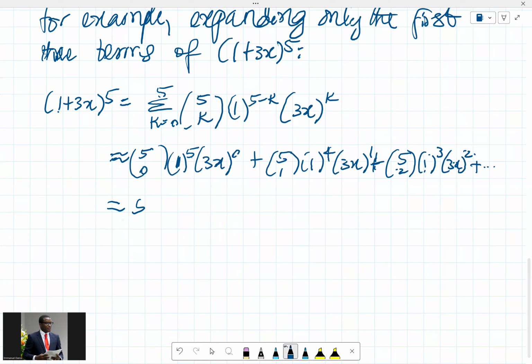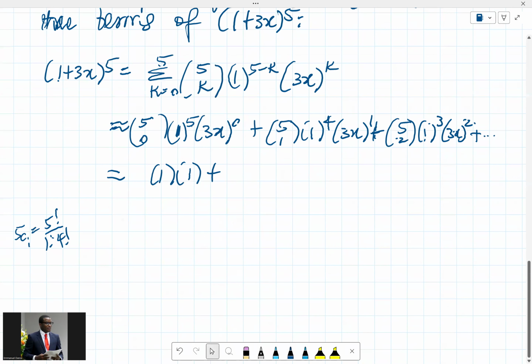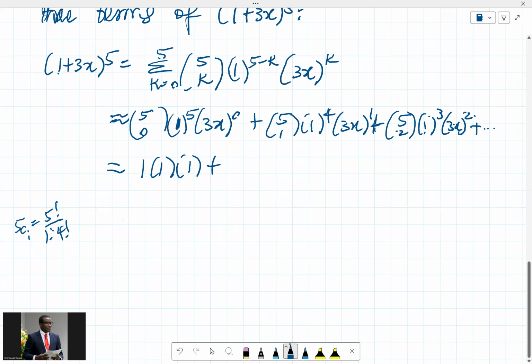5 combination 0 obviously is 5. Then 1 raised to power 5 is 1. 1 raised to power anything is 1. 3x raised to power 0, anything raised to power 0 is also 1. Then for 5 combination 1, that is 5 factorial over 1 factorial, 4 factorial. Oh, sorry. 5 combination 0 should be 1. Sorry, that's my bad. Oh yeah, 5 combination 0 is 1. Then 5 combination 1 is 5 now.